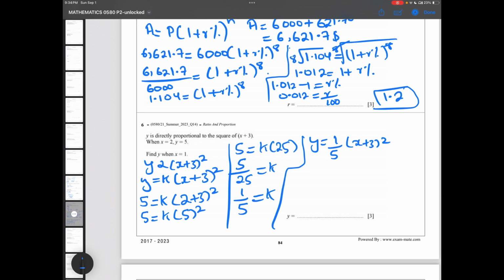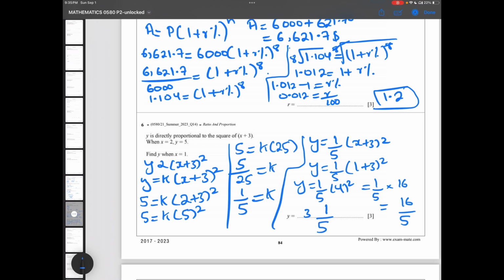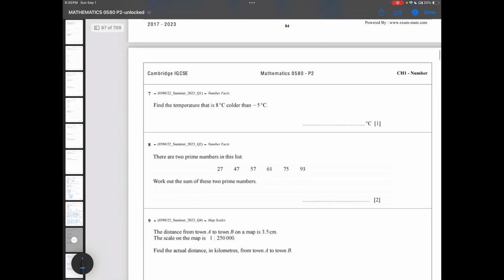Now we need to find y when x is 1. So in this equation, let's put the value of x, that's 1. y is 1 upon 5, (1 plus 3) whole square. y is equal to 1 upon 5, 1 plus 3 is 4, and 4 square. This is equal to 1 upon 5 multiplied by 16, that is 16 upon 5. This is our answer. And when I convert this into a mixed fraction, I will get 3 whole 1 upon 5. Okay. Now let's move on to the next question.